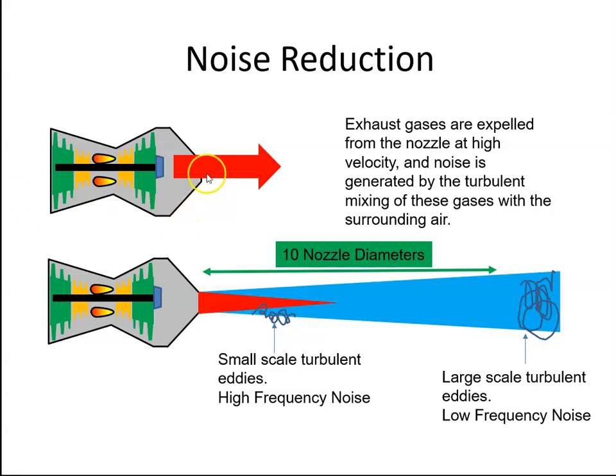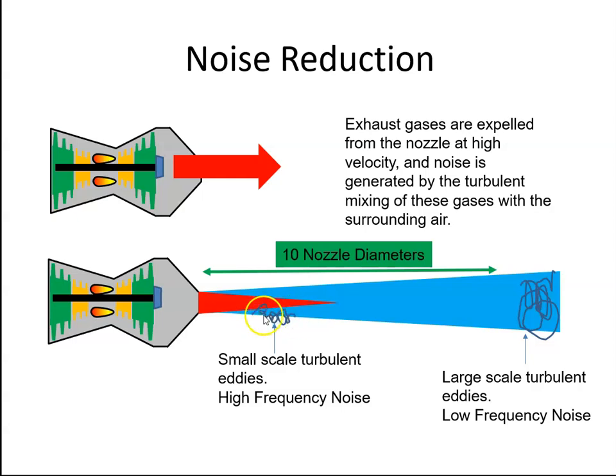Exhaust gases are expelled from the nozzle at high velocity, and the noise is generated by the turbulent mixing of these gases with the surrounding air. So the air takes around 10 nozzle diameters to fully mix with the exhaust gases. In this area here we have some partial mixing, whereas down here we have full mixing of the exhaust gas with the surrounding air.